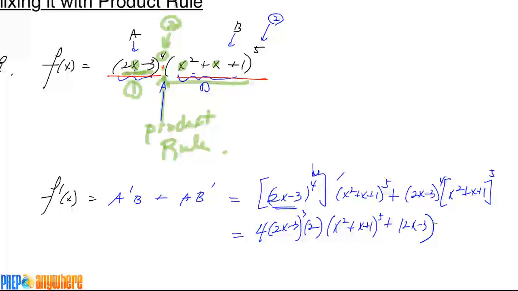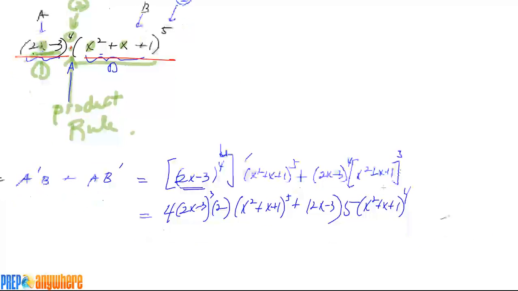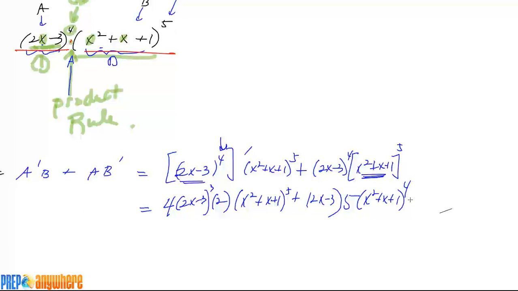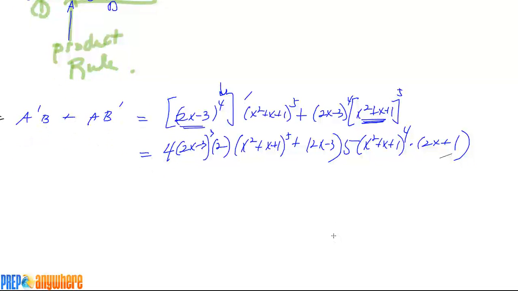The derivative of that will be 5, x squared plus x plus 1, to the power of 4. And we have to differentiate what's inside. Chain it by what's inside. So it's 2x plus 1. That's it. Now, you should be able to simplify this. So let's try to clean this up.